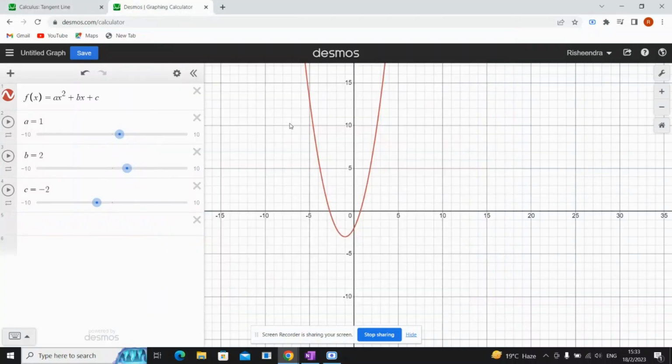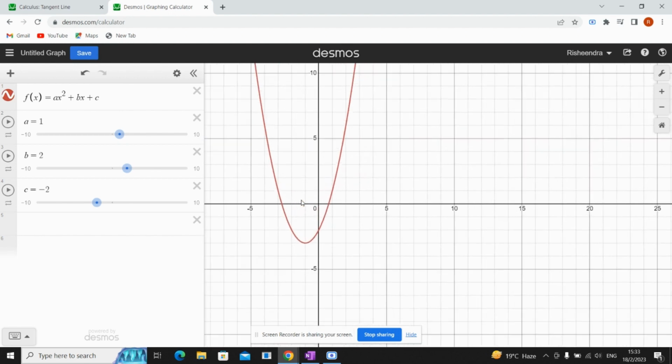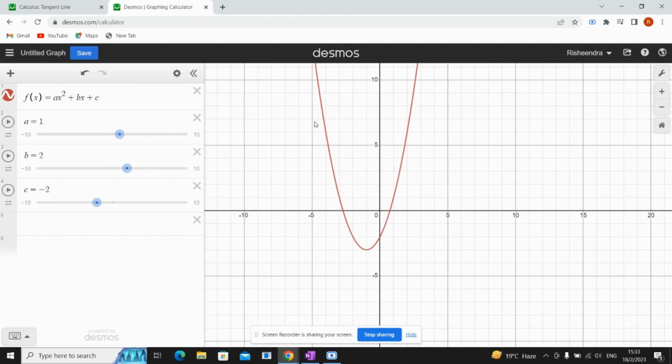Hey, have you ever wondered what a curve is? Like, let's see, ax squared plus bx plus c, or some other equation can show up as a curve, right? Have you ever wondered whether we can draw a tangent to the curve? Let's see. To find the tangent, we first have to find the slope of the given curve.